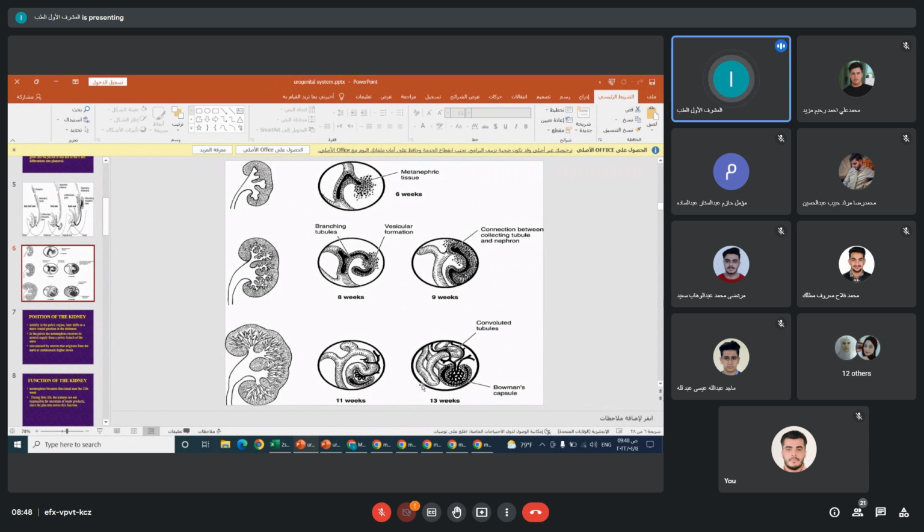It starts to elongate. This is the Bowman capsule. This is the glomerulus. All of these are called the nephron. And then this is from the ureteric bud. This is the collecting duct. Then it starts to elongate. It will form the proximal convoluted tubule, then the loop of Henle, and then the distal convoluted tubule.